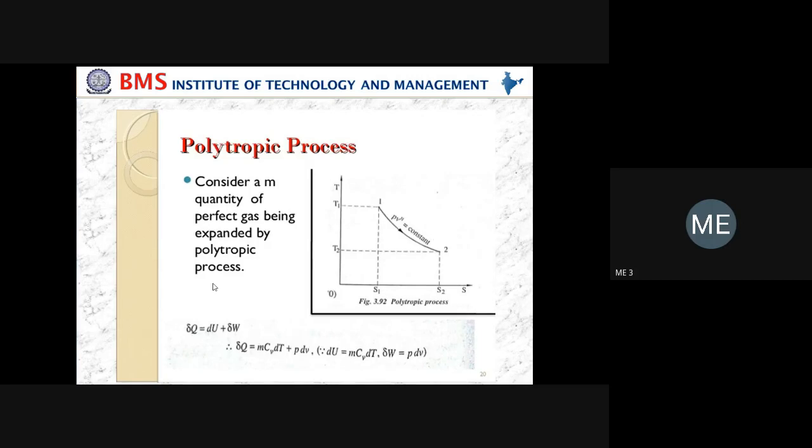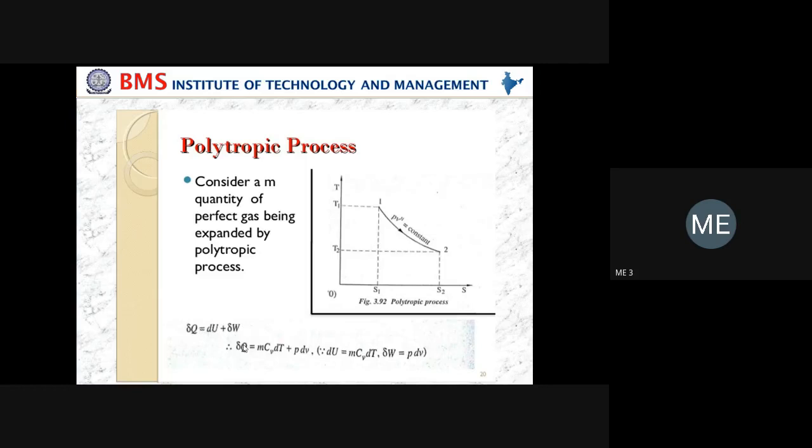We know that from the first law of thermodynamics, Q equals delta U plus W. Whenever a process undergoes a change of state, the first law of thermodynamics is given by Q equals delta U plus W. And whenever you are writing in the differential form, we write like this: dq equals du plus dw. This is the differential form of the first law of thermodynamics.